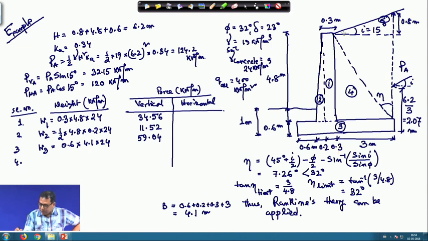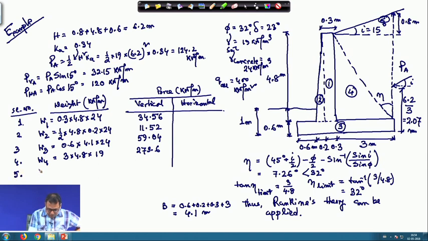And the fourth component, the fourth part, will also act in the vertical direction. The fourth component is the rectangular portion of the soil, whose height is 4.8 and width is 3 meter, because this is 3 meter. So, you can write 3 into 4.8, and it is soil. So, unit weight will be 19. Okay. So, this is also acting in the vertical direction. So, this will come to 73.6 kilonewton per meter.